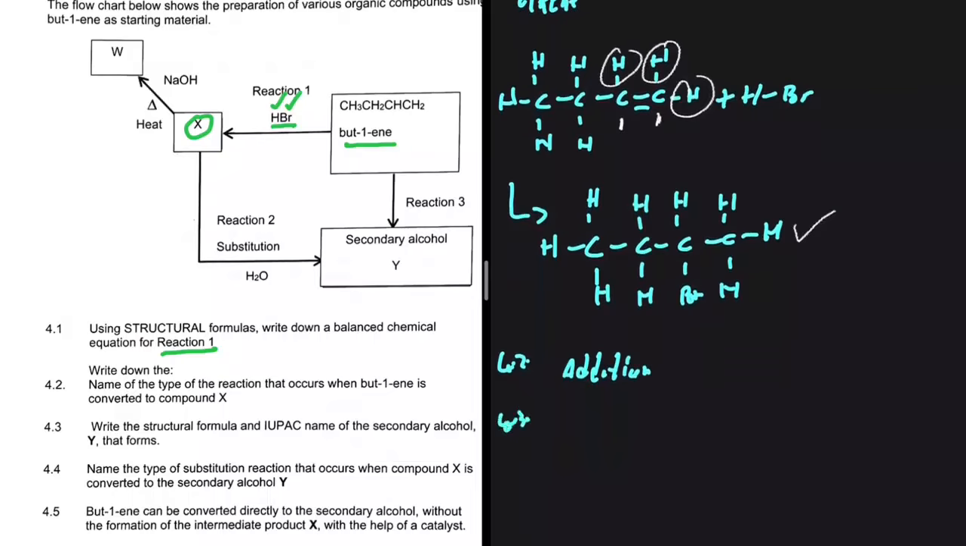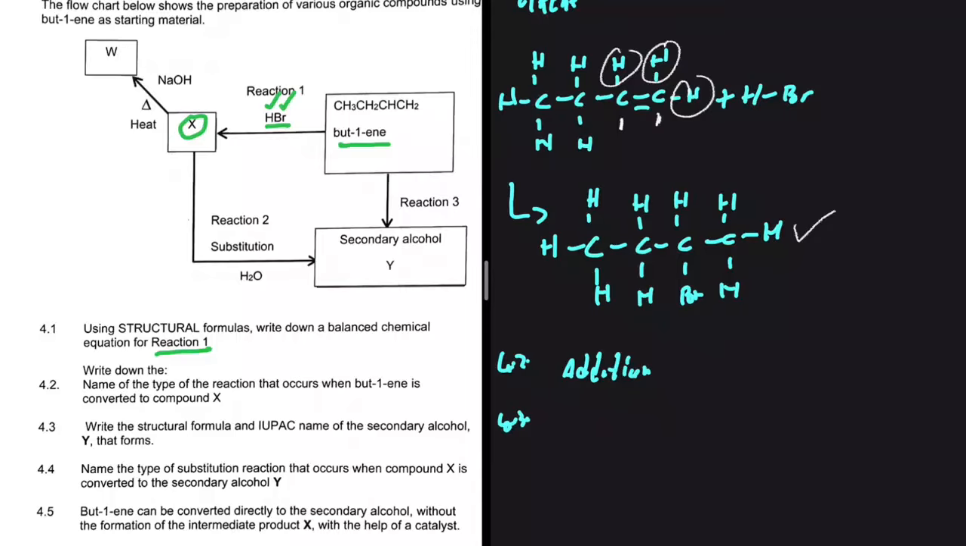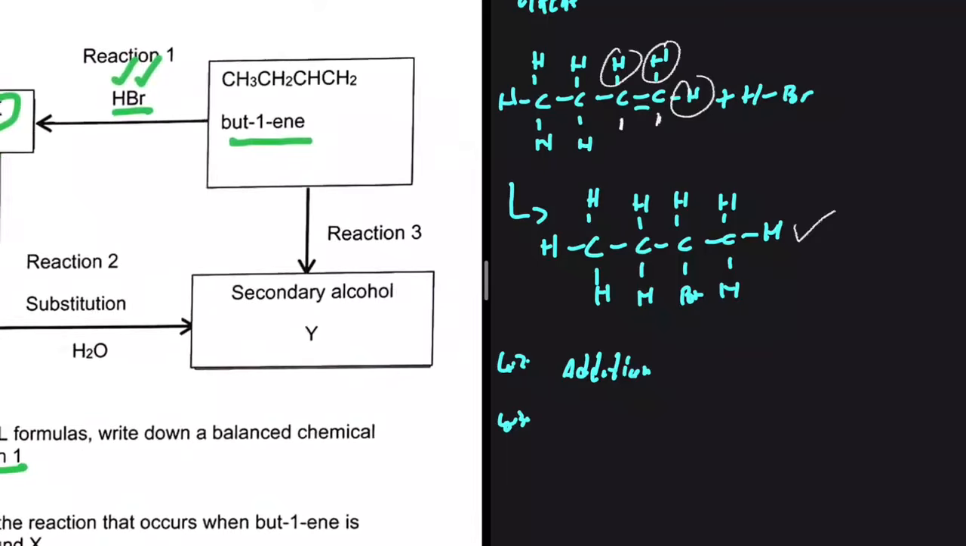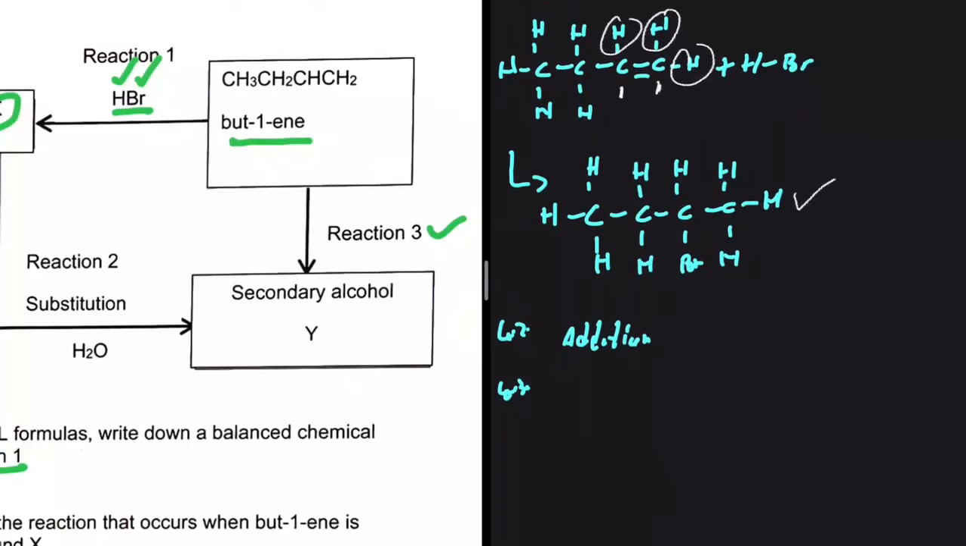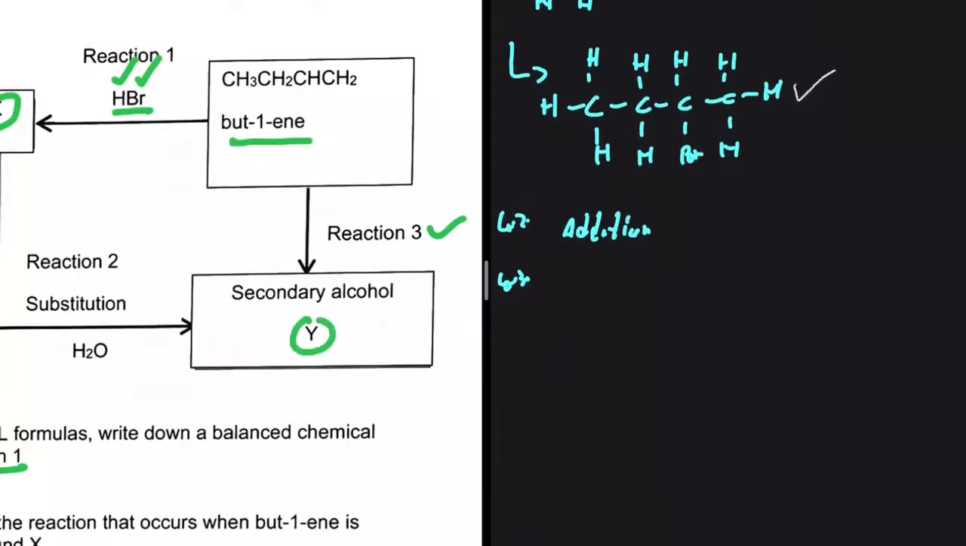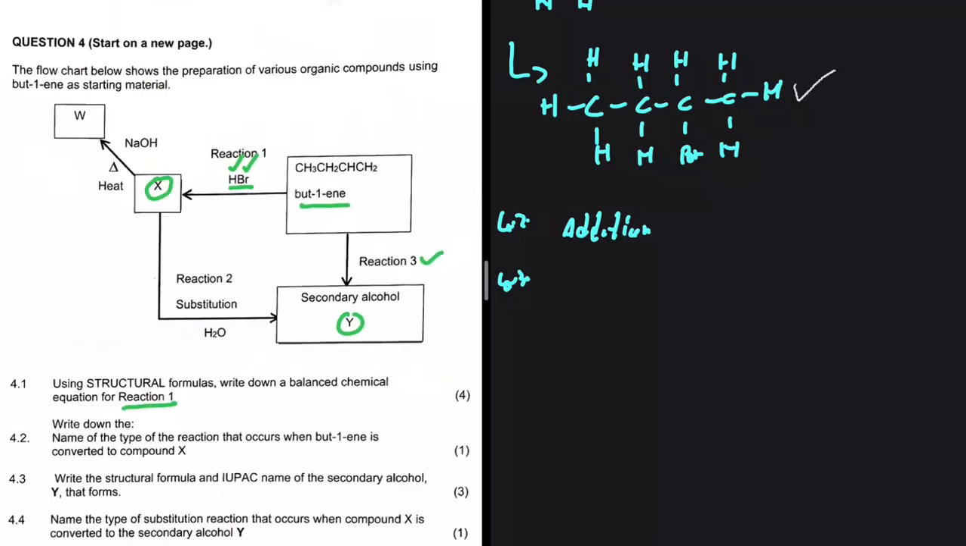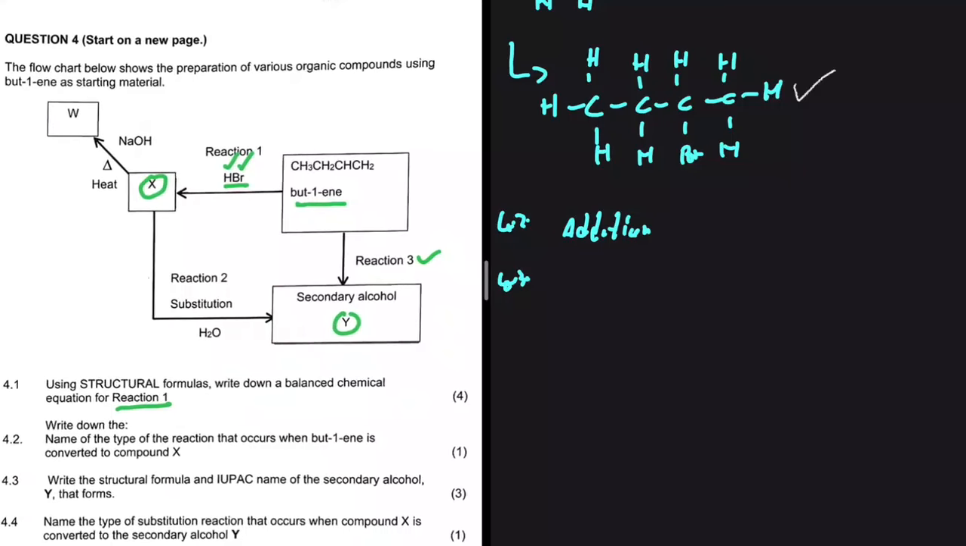4.3. Write the structural formula and IUPAC name of the secondary alcohol Y that forms. So we have but-1-ene, and through some reaction 3, our product is a secondary alcohol. Well, it is starting with an alkene, so we know that it is an addition reaction. Which addition reaction leads to an alcohol? Hydration, right? Also given that it is a secondary alcohol, we would also be able to conclude that the alcohol that is formed is secondary. But anyway, let's go ahead and have our alcohol.